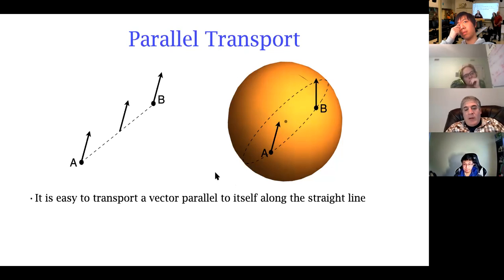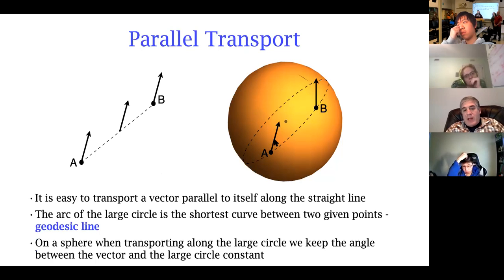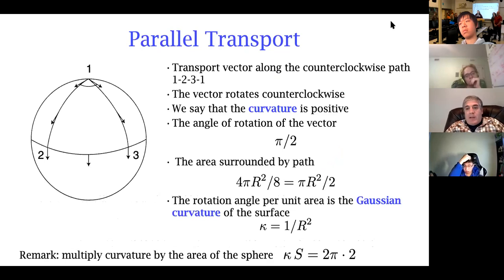And then we basically will transport the vector parallel to itself along the shortest curve between two given points, such that we will preserve the angle between the vector and that curve at all times. Okay, and then we will get a vector from point A to point B, and we will call it parallel transport.